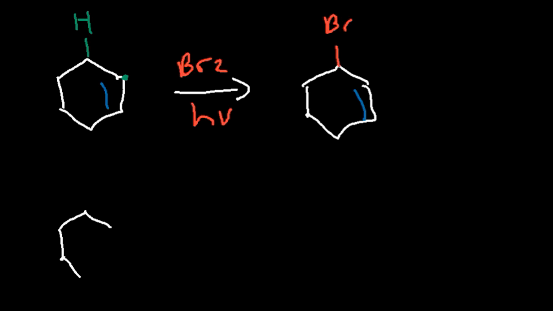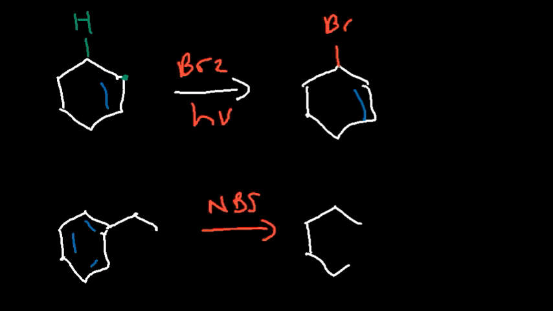And if you have a benzene ring, it's going to replace the benzylic hydrogen. So basically, the bromine atom is going to go one carbon away from the benzene ring, which is kind of the same as this situation where it's one carbon away from a double bond. So the bromine atom is going to replace the hydrogen on the benzylic carbon, which is one away from the benzene ring.